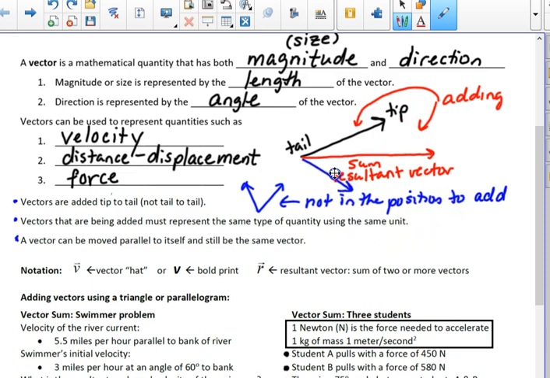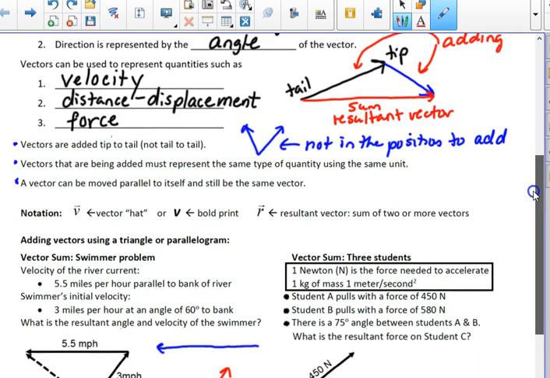So if these vectors were originally tail to tail and I couldn't add them, all I would have to do is shift this vector up to here, and now it's tip to tail and I can add them. Okay, so that's how we put vectors in a position to add. So I can move one of the vectors over here in order to add it.